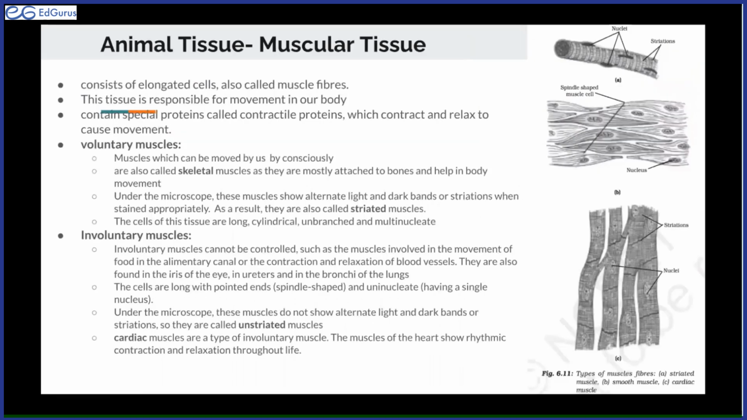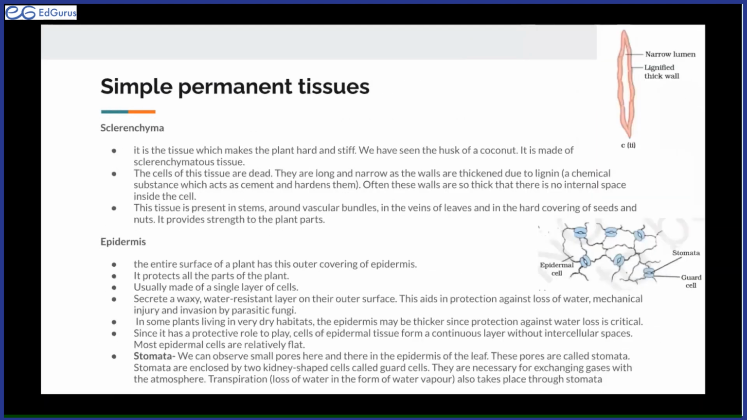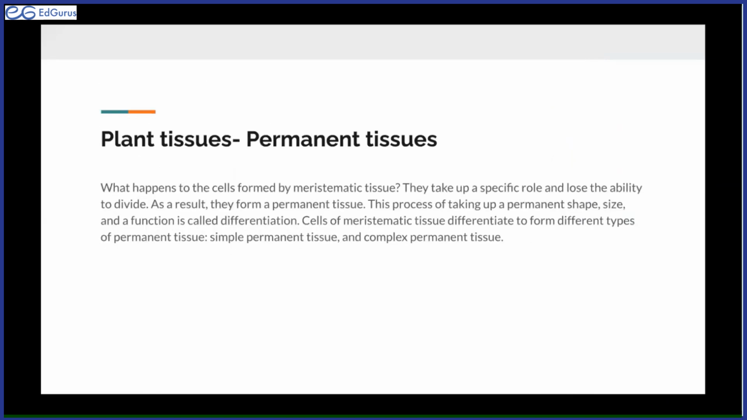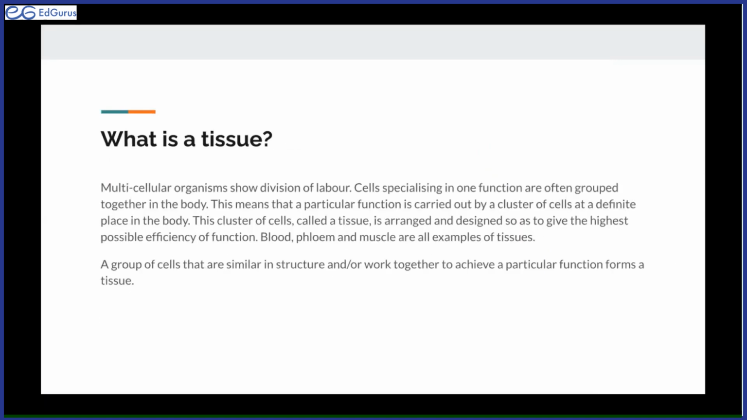We have, I think, 4 different types of animal tissues. We have 2 different types of plant tissues. No, sorry, 3 different types of plant tissues. That's complex, simple, and meristematic. And we have the definition of a tissue initially. And that is the tissue chapter for class 9 biology.